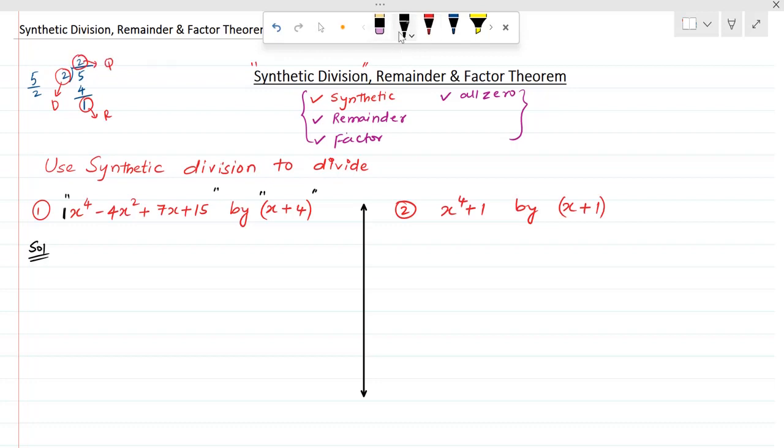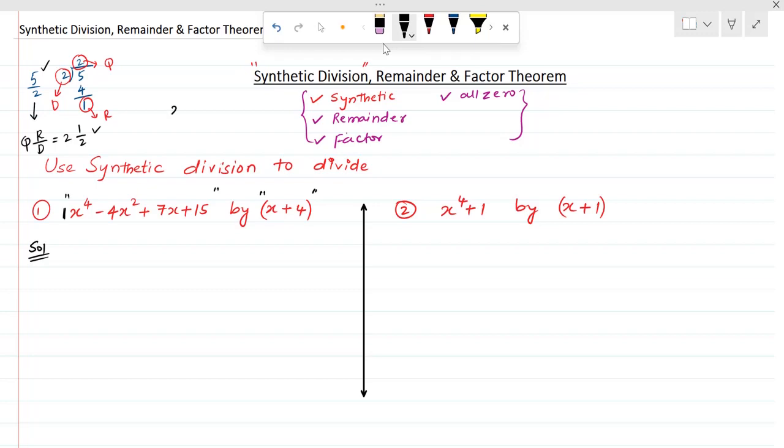So how will you write this number as a mixed fraction or improper fraction? I can write it as Q R over D. So it is 2 and 1 over 2. If you cross multiply, 2 into 2 is 4, 4 plus 1 is 5. So you will get 5 over 2.